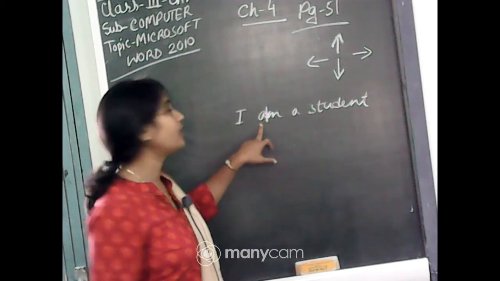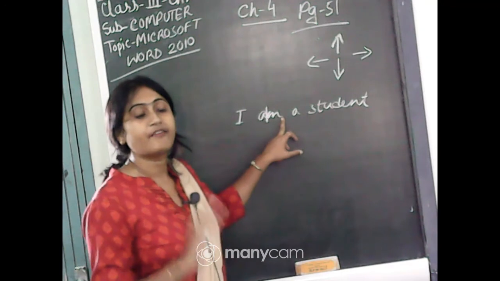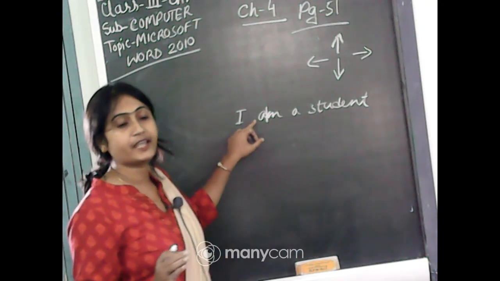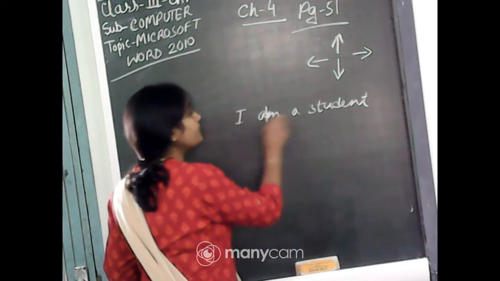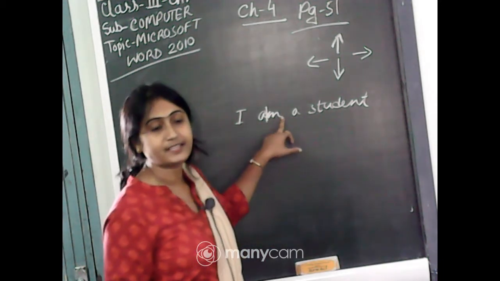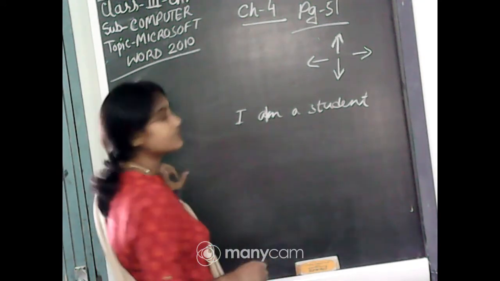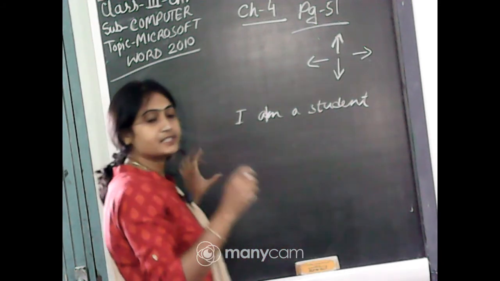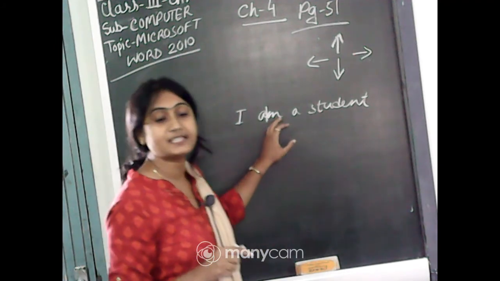Now if you want to select M, the right side of the cursor. My cursor is between A and M, in the middle. If you want to select the right character of the cursor, then you have to press shift and right arrow together. If you press shift and right arrow together, then you can see M will be selected.